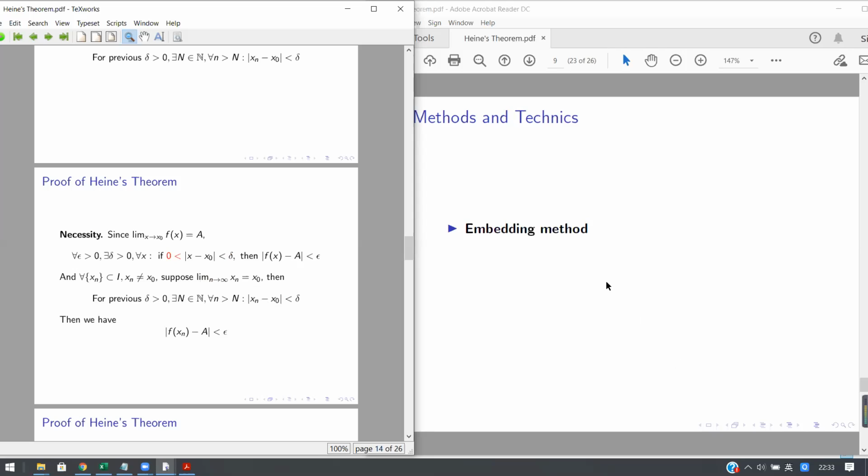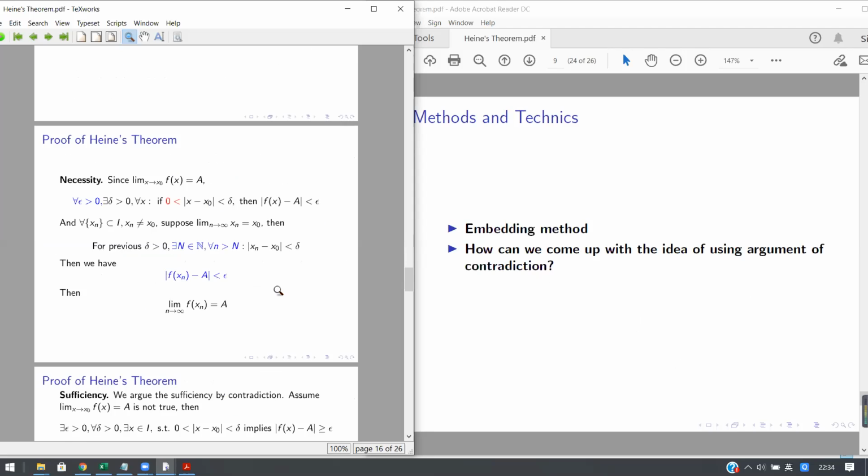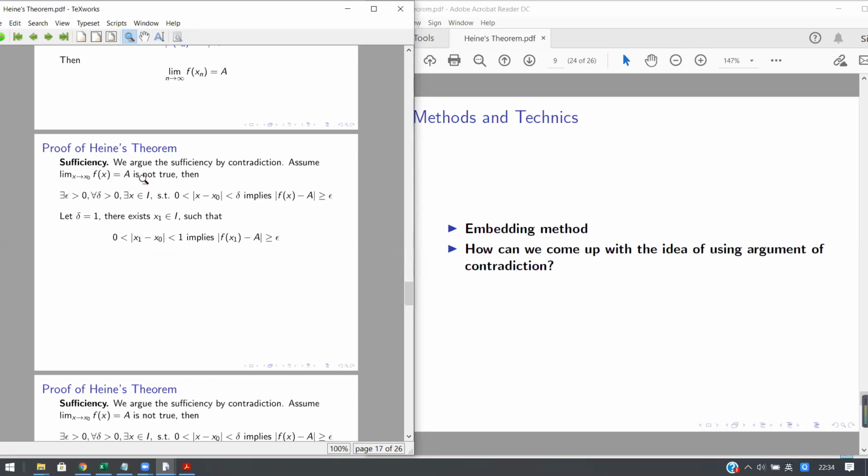Okay, secondly, as I said, you don't have a question, so let me ask you a question. How can we come up with the idea of using argument of contradiction? This is for the sufficient side, right? We start with argument of contradiction. Why?